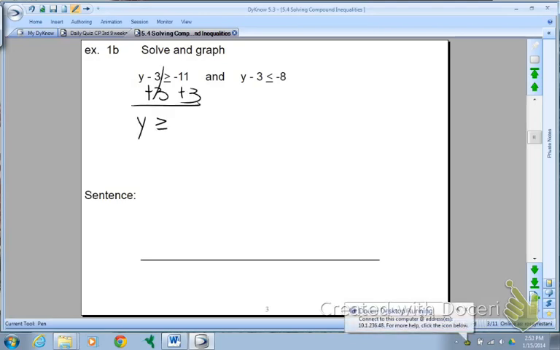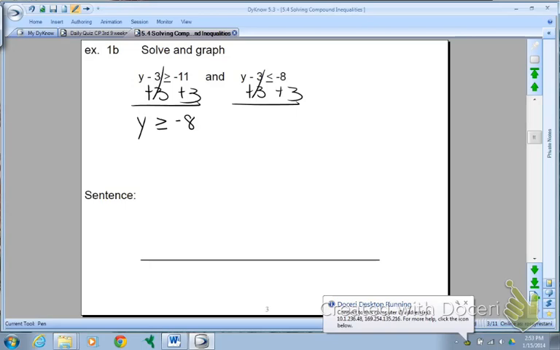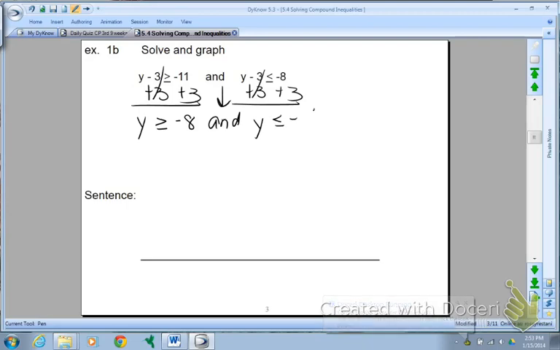Y is greater than or equal to negative 8. The second equation, we're going to add 3 and get y. Make sure you bring down the word and. Don't forget to copy down that and. Y is less than or equal to negative 5.